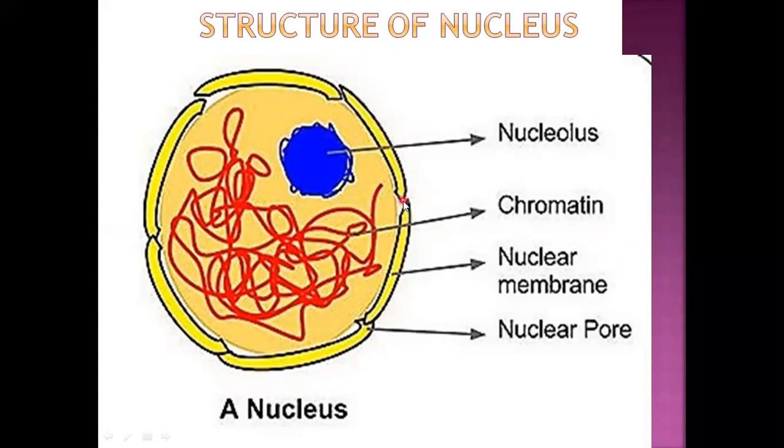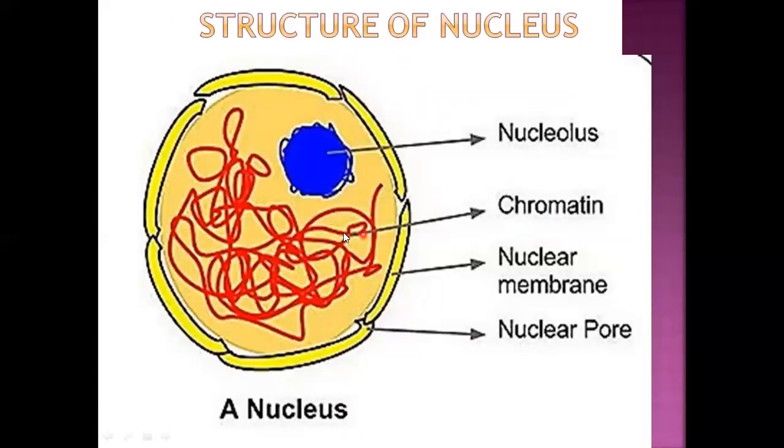And as you can see here, there are certain small pores. The nuclear membrane is not continuous. It has certain pores or openings, and these are called nuclear pores. Now why are they required? Because some substances have to move from the cytoplasm to the nucleus, or some substances have to move from the nucleus to the cytoplasm. So that is why these pores are there.